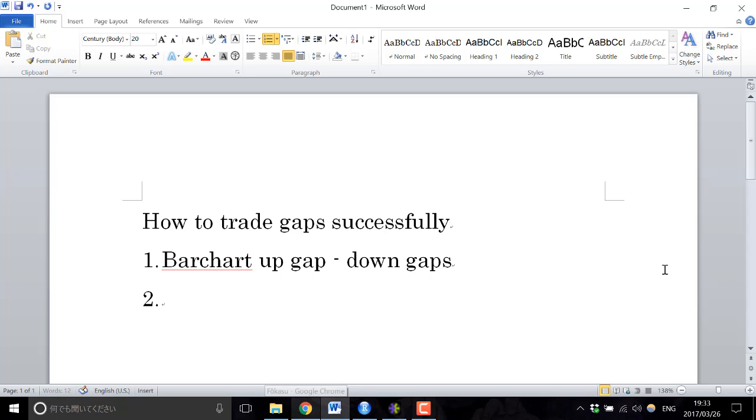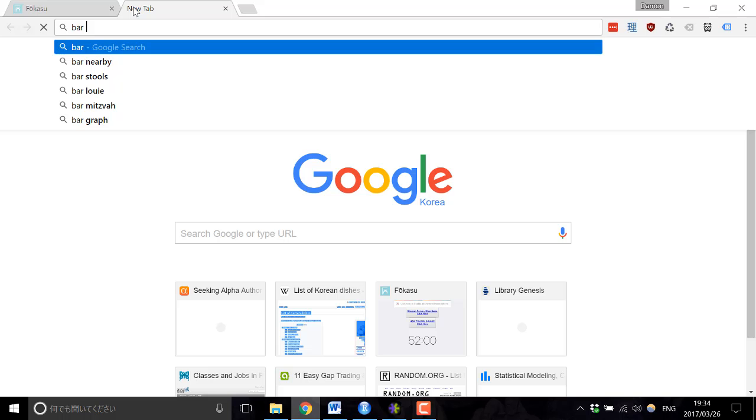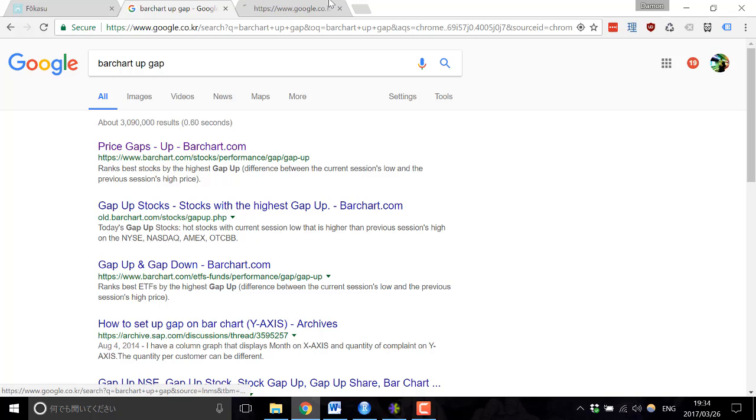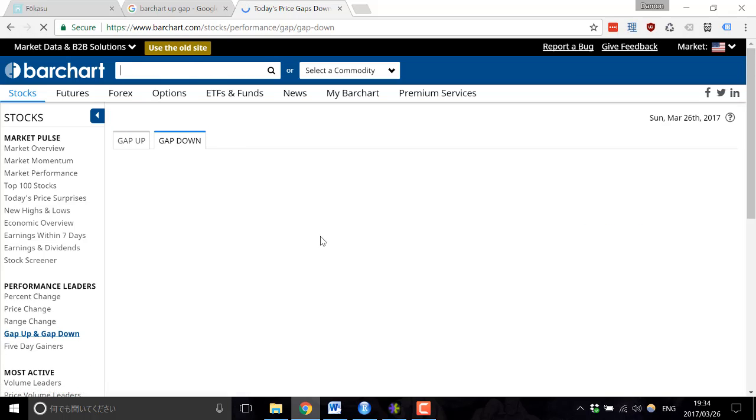Of course, we're going to have to learn the difference between up gaps and down gaps, but you're going to learn that very quickly. As you'll see, it's a very easy concept. So we're going to type in bar chart, up gap, and that'll give us the page we want to go to. If you want to check the down gaps, all you have to do is change the word up to down in the URL, and that'll give you all the down gaps. So we'll do that right now.